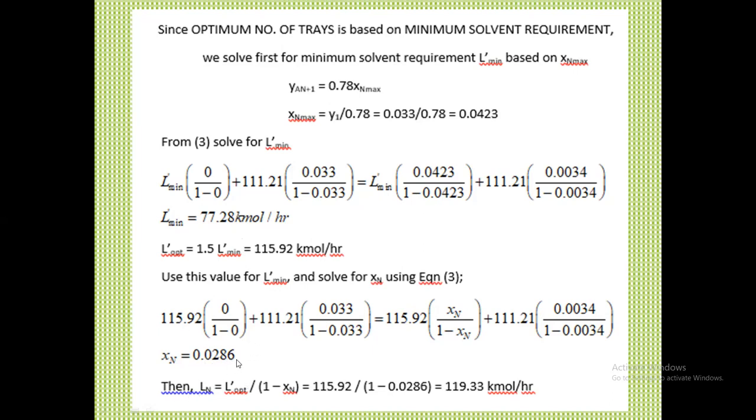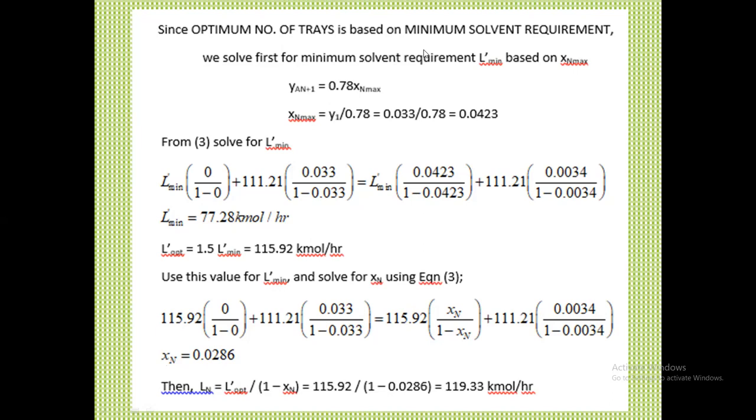Now, determining the new X sub n in this case will of course require a new L sub n. Your L sub n will be different because in the first place you're introducing 50% more solvent into your column. Naturally, the solvent that will leave the column will also change. So that's the reason why you're computing the new L sub n. You compute X sub n based on L prime optimum, and then compute the new L sub n using the computed X sub n.